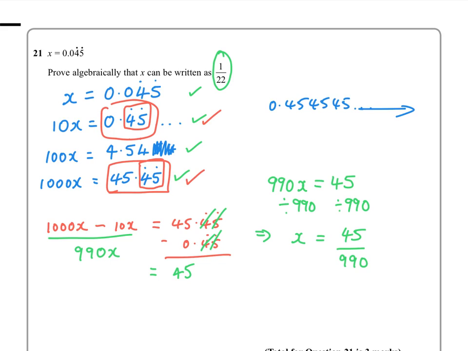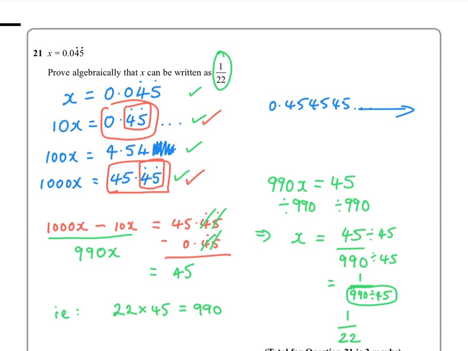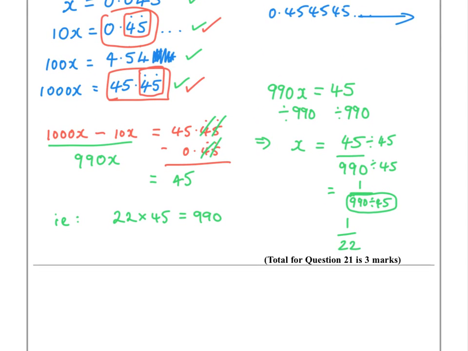So if you know that this is where you're heading, then what you could do is just divide top and bottom by 45, and then that would lead to 1 over 990 divided by 45. And if you could show that that was 22, i.e. 22 times 45 is 990, and you'd only have to do a simple multiplication question to do that.